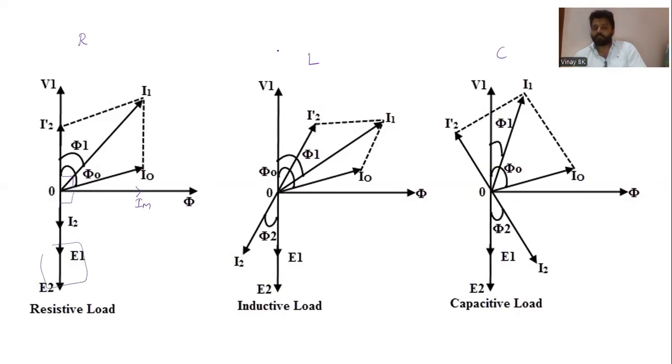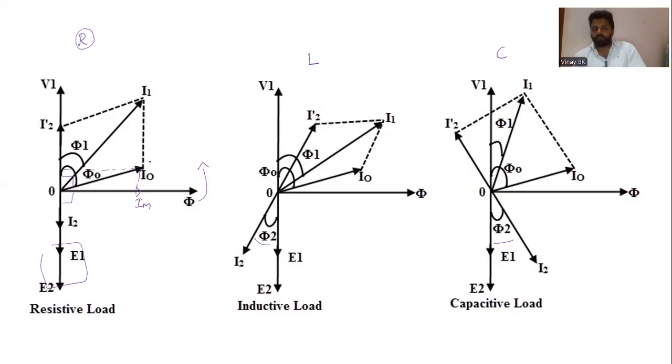Okay. Since the load is resistive load, I2 is in phase with E2. If the load is inductive load, you can observe here, I2 lags E2 at an angle of phi2. If the load is capacitive load, I2 leads E2 at an angle of phi2, whereas the direction of rotation is anticlockwise. So now, with the help of Im and Ic, you will get I0 here.